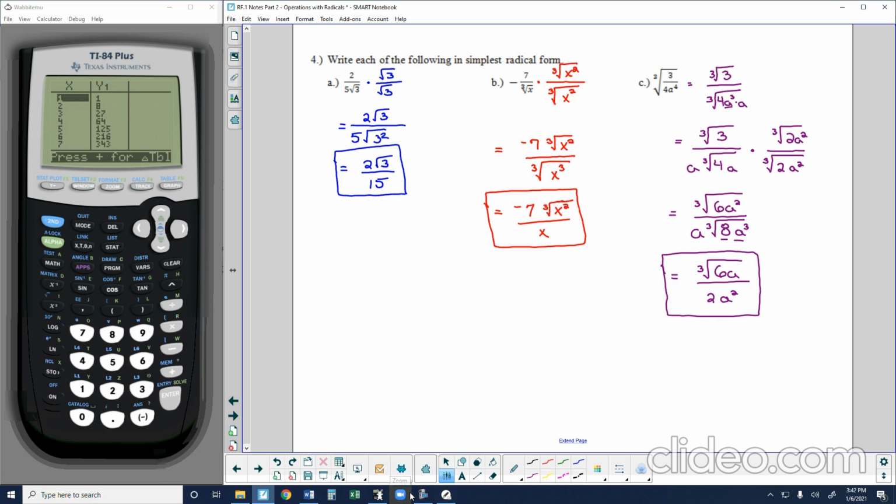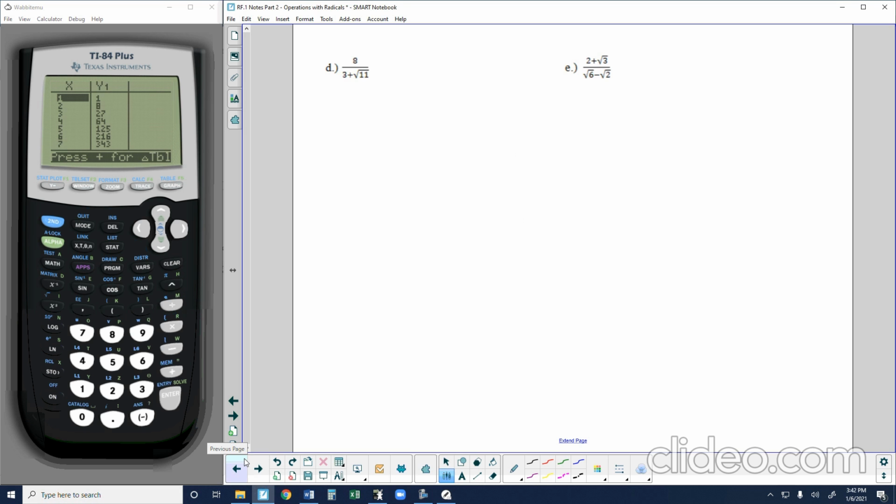The last problem that we have here is 4D. In 4D and E, we have two problems. We need to rationalize the denominator with these. Now, this is a little bit different. You may look at this and say, okay, I've got a square root of 11. If I want to get rid of a square root of 11, I need to multiply by a square root of 11. But what that would do is turn this into 3 roots of 11 plus root 121, which would be 11. So really it doesn't simplify or rationalize the denominator. It just moves your square root around.